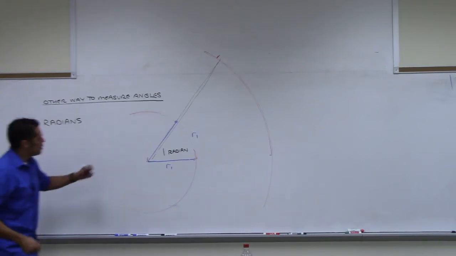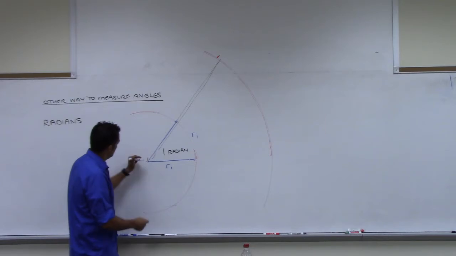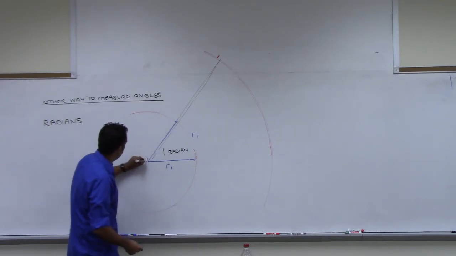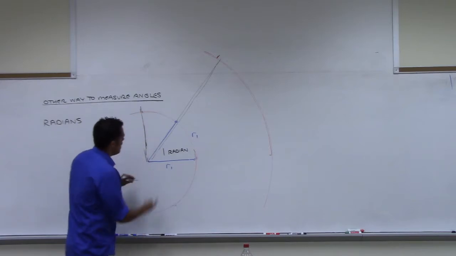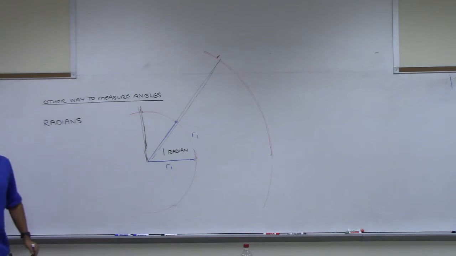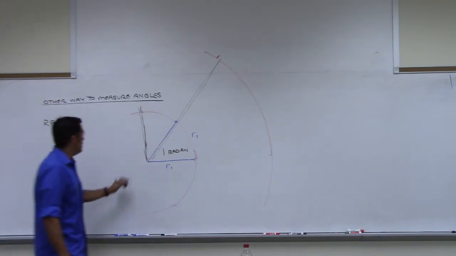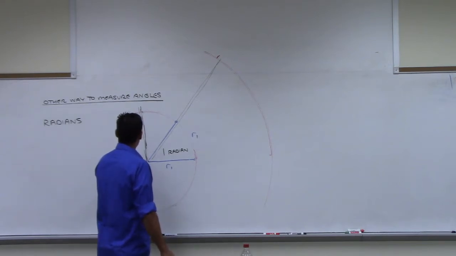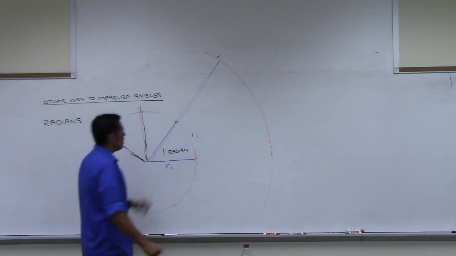So 2 radians would probably be, I don't know, this. I'm trying to double this. I don't think I did a very good job. It'd be there, right? That's 2 radians. And then 3 radians would be over here somewhere. Do y'all agree?